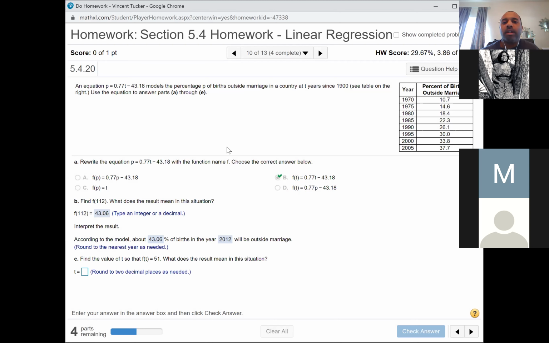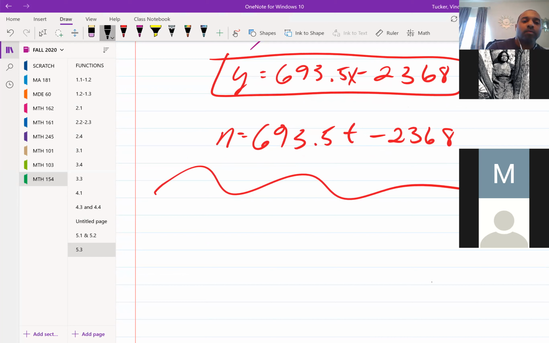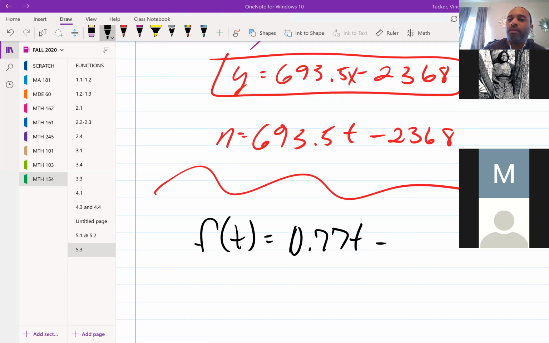This next one, and let's get putting this at 10 out of 13. So I answered this one. Then, like I said, I don't like to take away all of your homeworks without you guys getting a chance to try. So this next one, it says, find the value of T so that f of T is equal to 51. So our equation is f of T is equal to 0.77T minus 43.18.